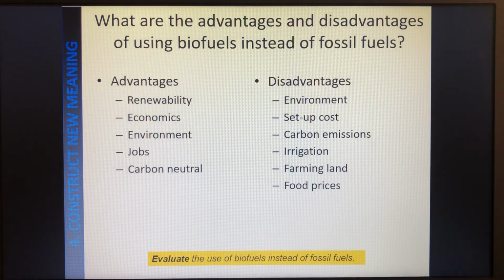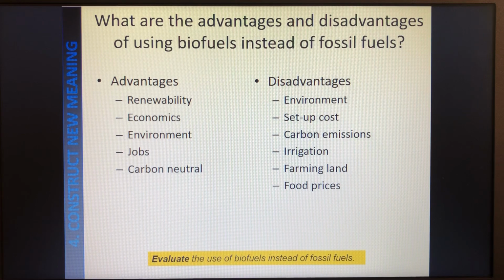Disadvantages, we've obviously got the destruction of the habitat. It could have had a better function before in terms of providing a good environment for the animals and plants that were living there. Setup costs, so you've actually got to pay the people to set it up. That links in with irrigation, which is a fancy word for watering. All the plants are going to need watering, so how are we going to get the water to them to ensure that they grow?